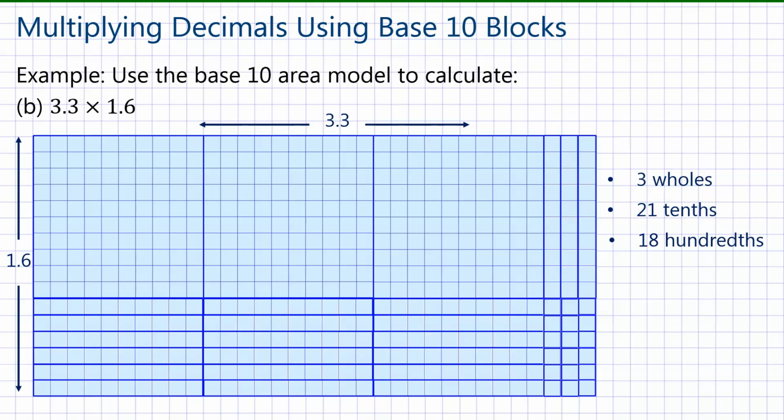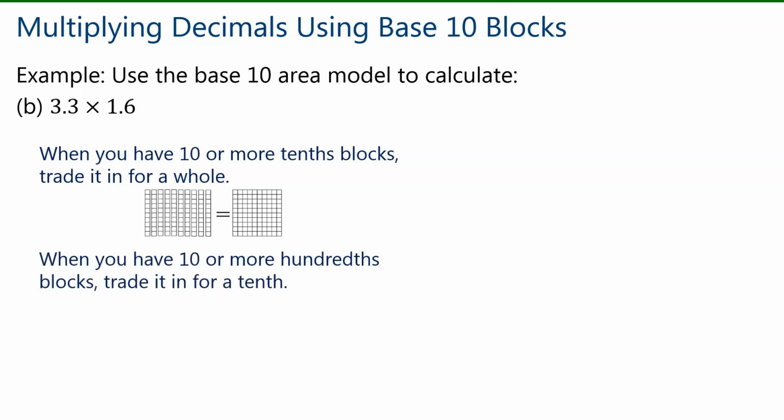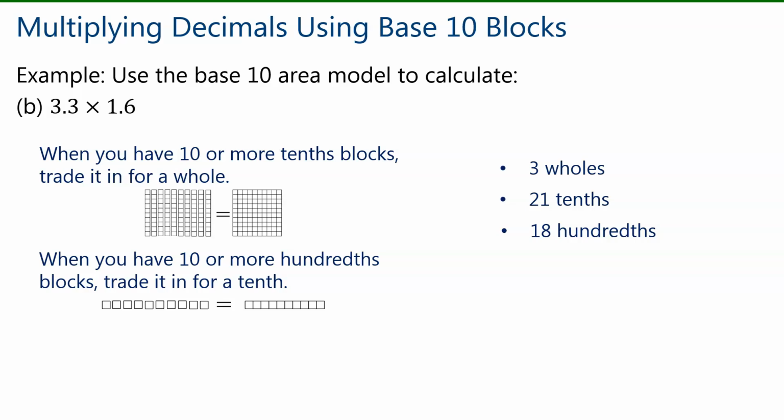Now before we write our answer, we need to know that if you have 10 or more tenths blocks, we're going to trade that in for a whole. If I have 10 rods, that is equal to 1 flat. Now likewise, if you have 10 or more hundredths, we're going to trade that in for a tenth because 10 of these small cubes equals 1 rod. So don't forget we had 3 wholes, 21 tenths, and 18 hundredths.